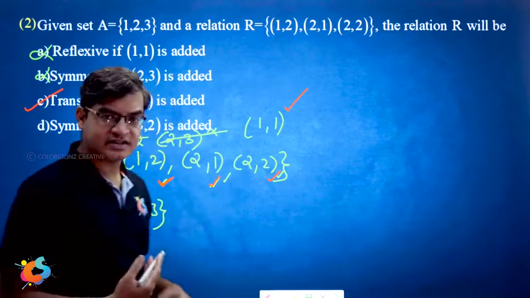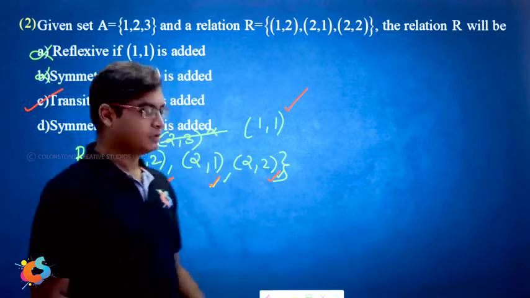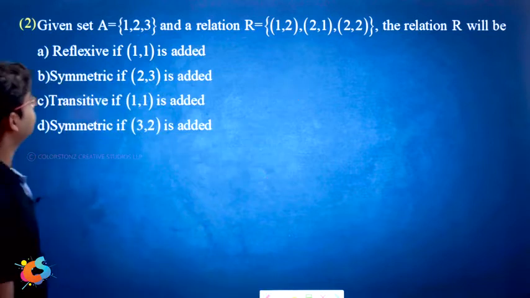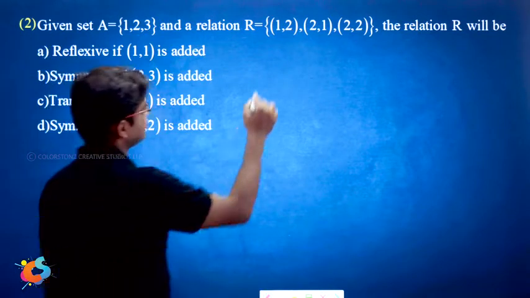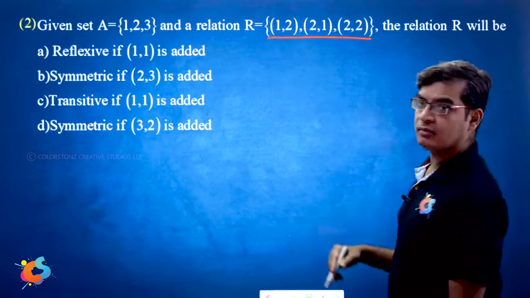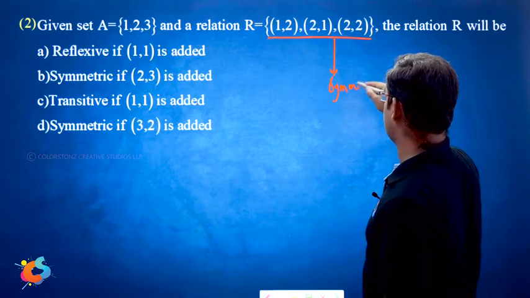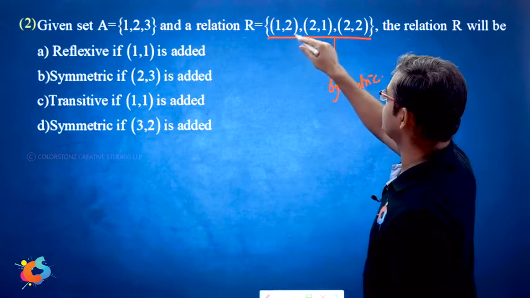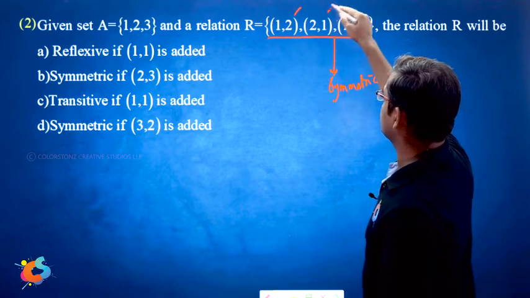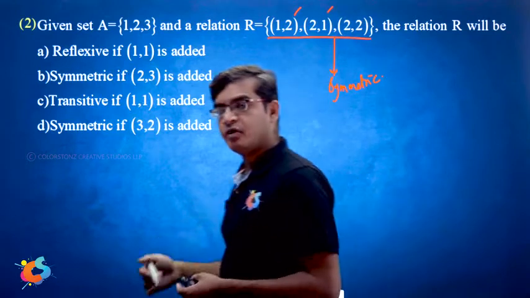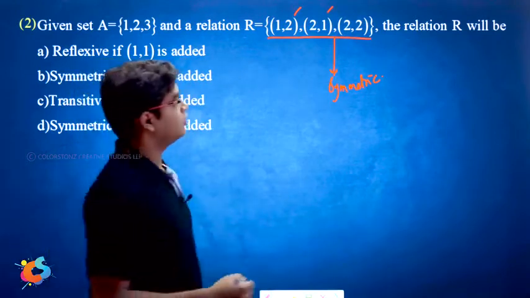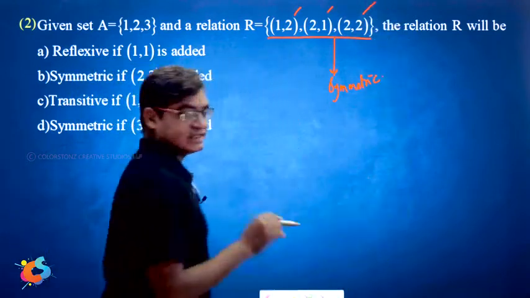Okay. Now this is the normal general method. The quick method is, okay, so here we have a relation {(1,2), (2,1), (2,2)}. So already this is symmetric, right? (1,2) is there, (2,1) is there. So put a tick mark. Next, (2,2) is there. Flip of that, (2,2), is also there. So put a tick mark. So therefore it is symmetric.